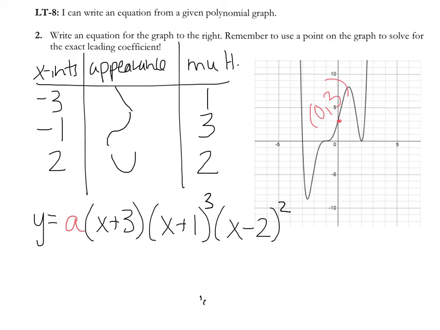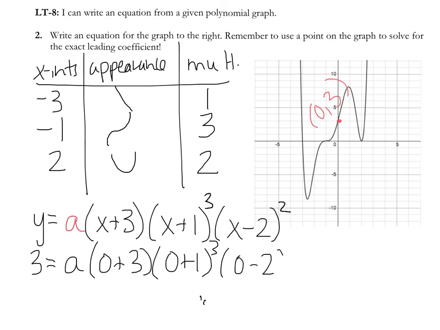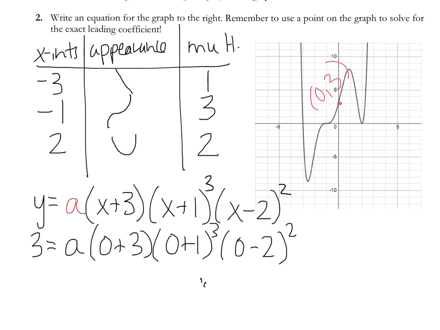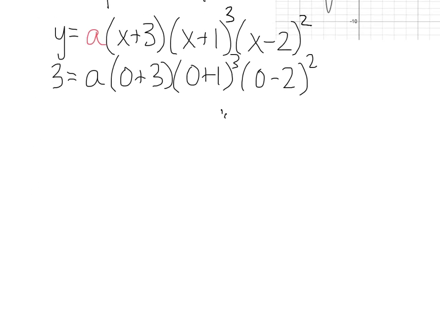So this equation that we're creating, it's supposed to be true for any point x, y on the graph. So in particular, it should be true for the point 0, 3. So let's plug in 3 for y and 0 for x, and that should give us a true equation. So 3 is equal to A times 0 plus 3 times 0 plus 1 cubed times 0 minus 2 squared. And this should be a true equation that we can solve for A.